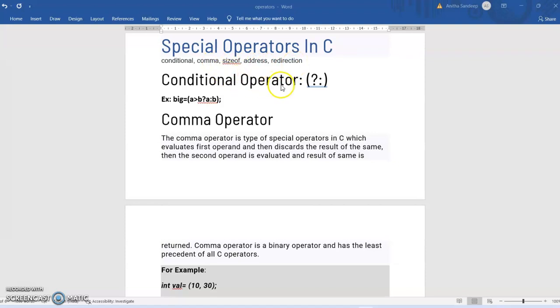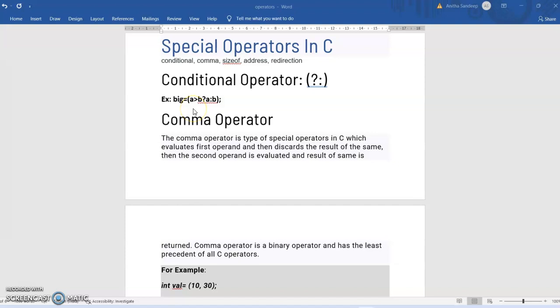So, conditional operator, as I told, it's a ternary operator. It requires three operands. So, first it evaluates the expression before question mark. If this expression evaluates to true, then the expression which is after question mark and before colon will be assigned to the left hand side expression. Otherwise, it evaluates the expression which is after colon and that answer will be assigned to the left hand side expression.